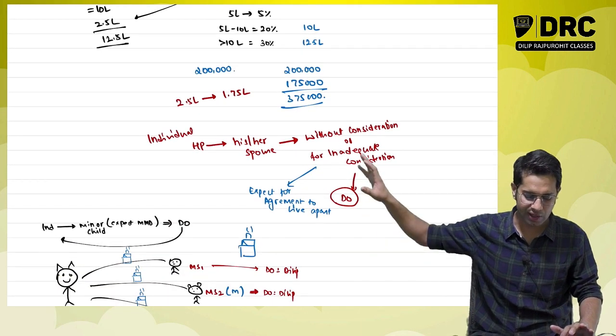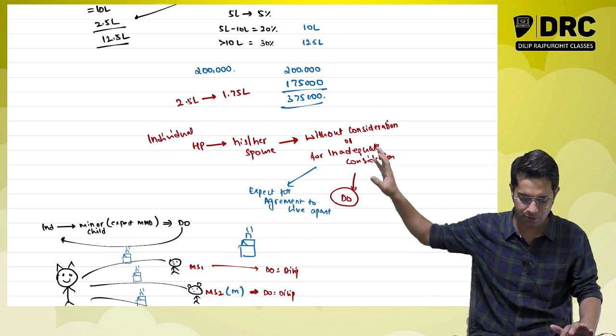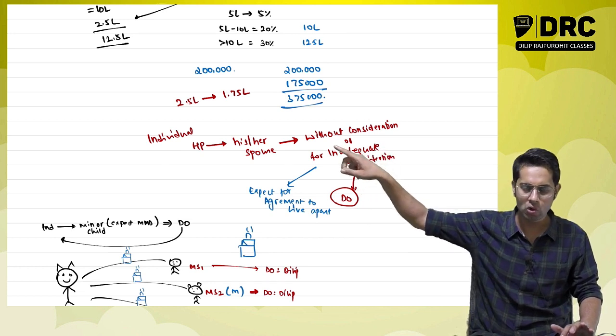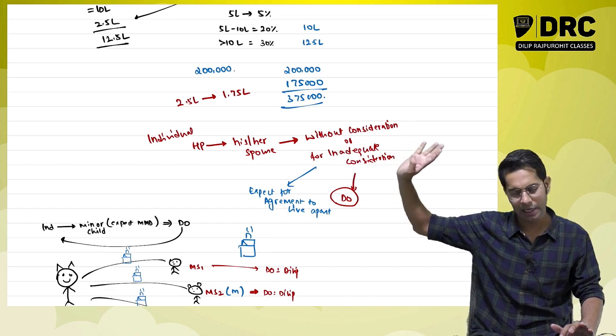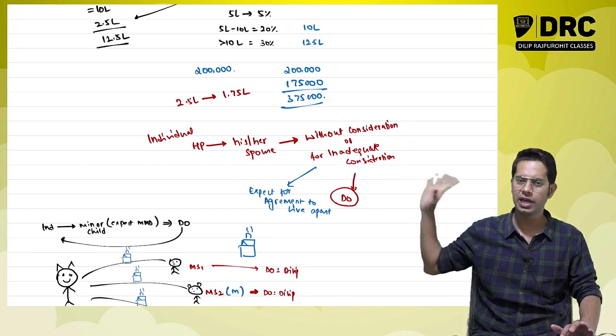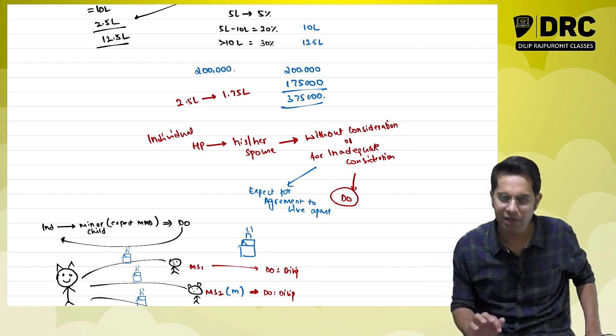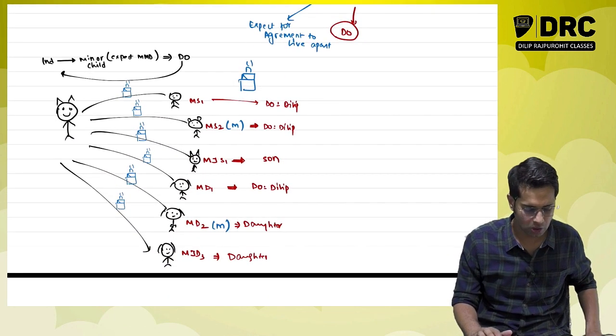So if an individual transfers the property to his or her spouse without consideration or for inadequate consideration, then the individual who has transferred the property will be considered the deemed owner. There is an exception: an agreement to live apart. So if we have divorced, etc., in such cases this point is not applicable.